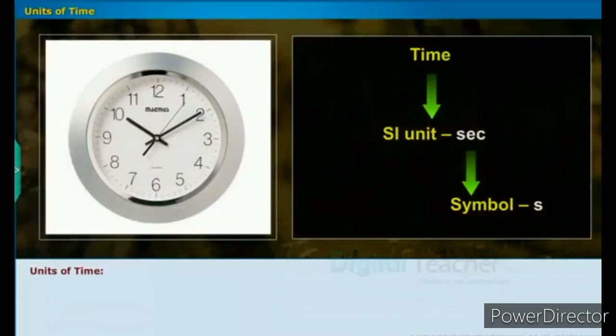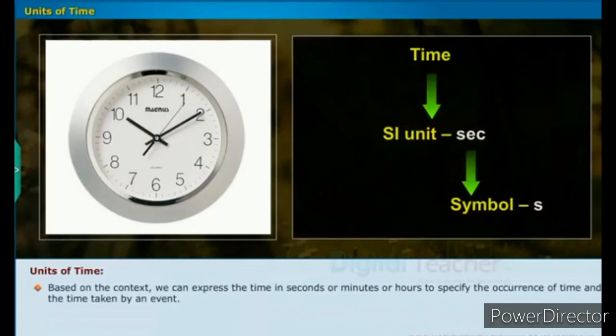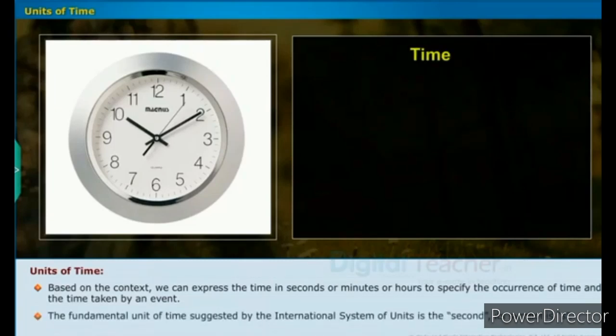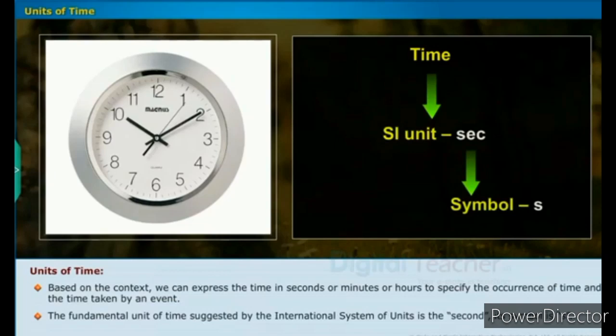Now, let us know about the units of time. Based on the context, we can express the time in seconds or minutes or hours to specify the occurrence of time and the time taken by an event. The fundamental unit of time suggested by the International System of Units is the second. Its symbol is s.